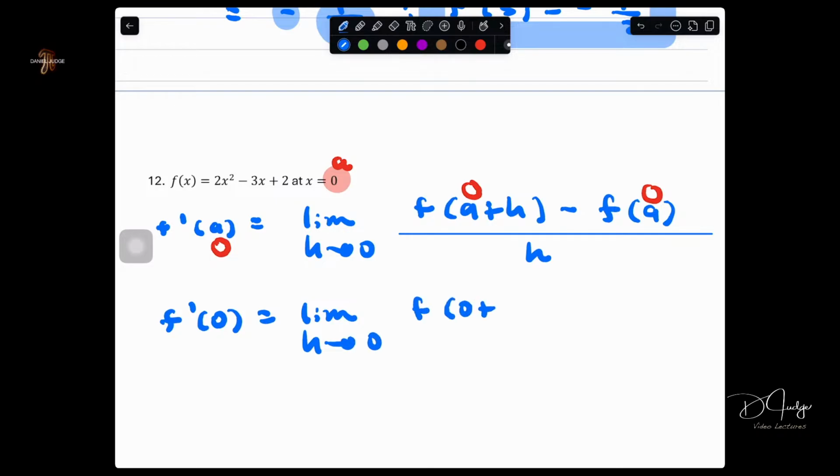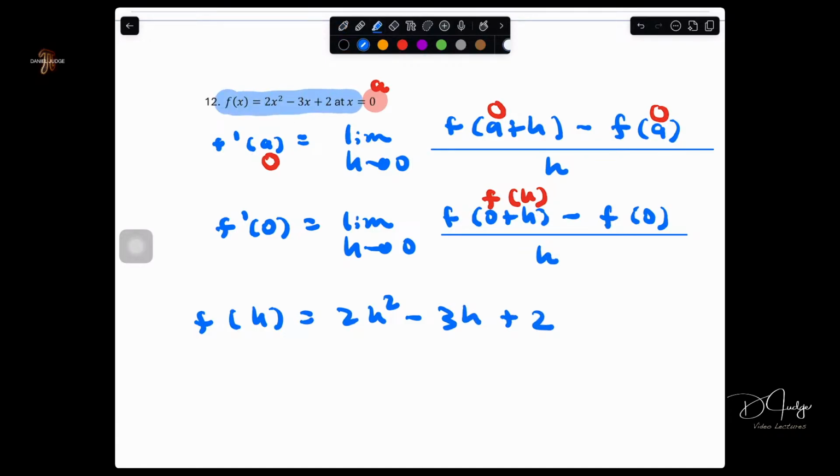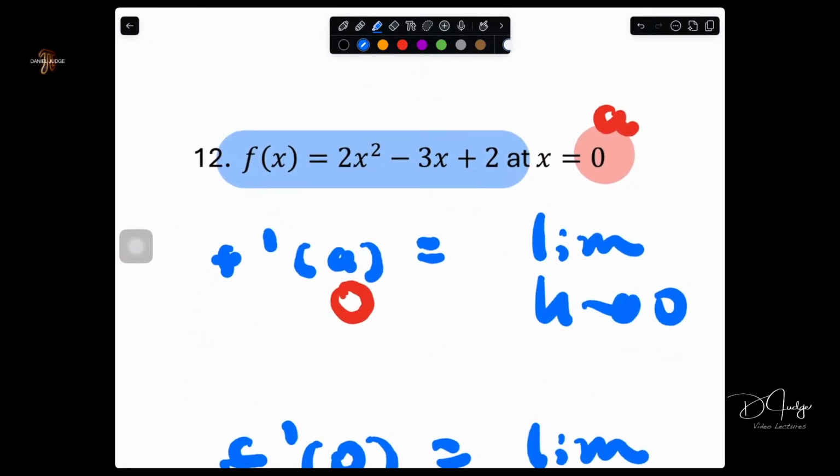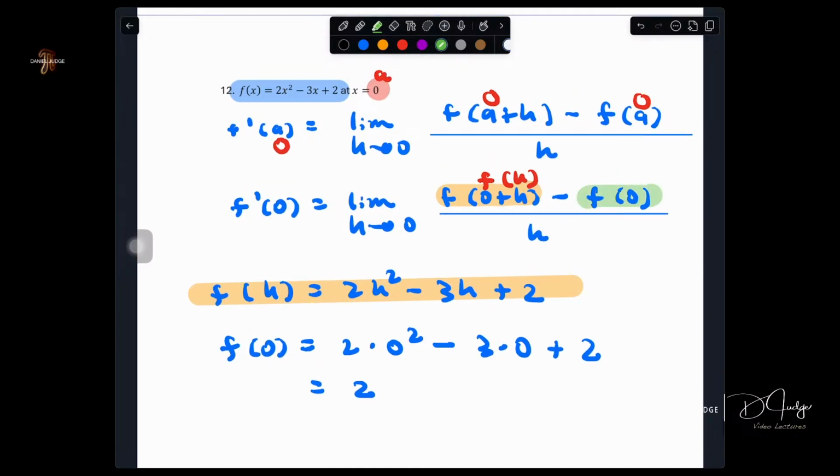H goes to 0. F of 0 plus h minus f of 0 over what? H. I'm going to remind people, just doing a little bit of arithmetic, this is 0 plus h is just f of h. So when I have to find f of h, that's 2h squared minus 3h plus 2, because your function is what you guys see here. And then f of 0 now, two times 0 squared minus 3 times 0 plus 2. Well, that's just going to be a 2 here. So let's emphasize what we're looking at. Orange is right in here, and the green is right here.